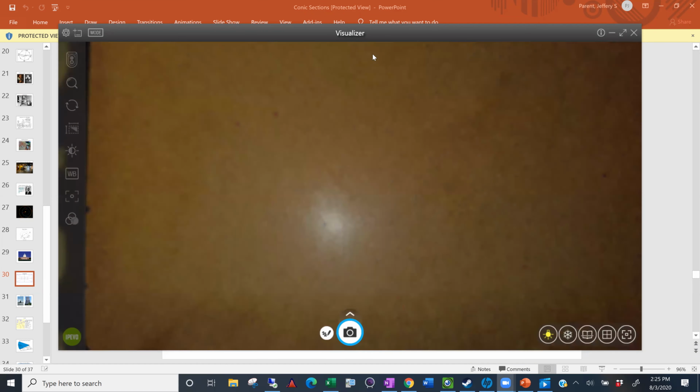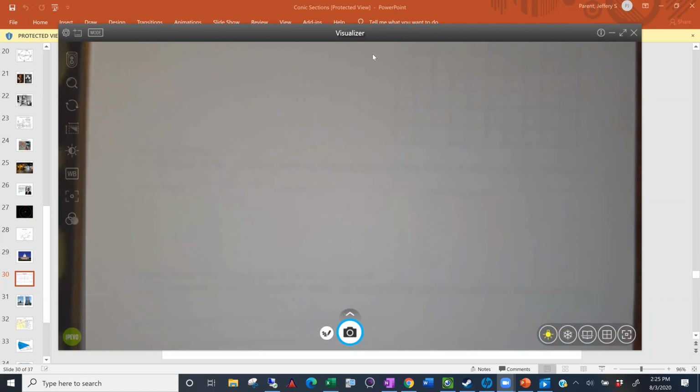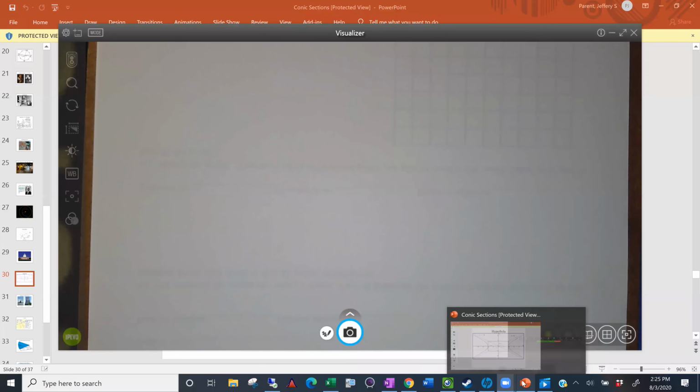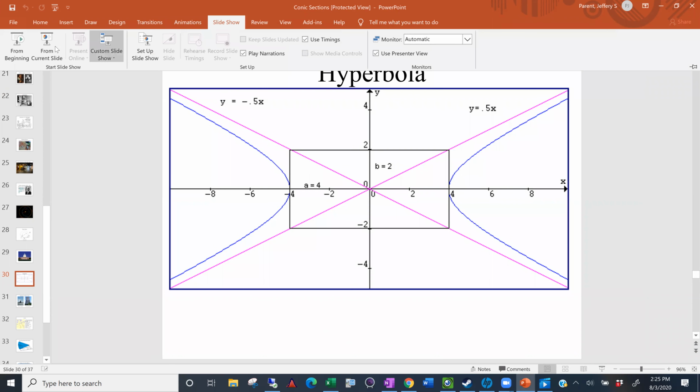Let's move on to hyperbolas. Hyperbolas are kind of a neat shape. Not as many applications as the parabola that I'm aware of. There might be more, I don't know. But just a couple quick ones here. Some things to show you.